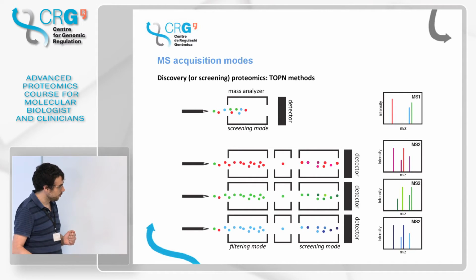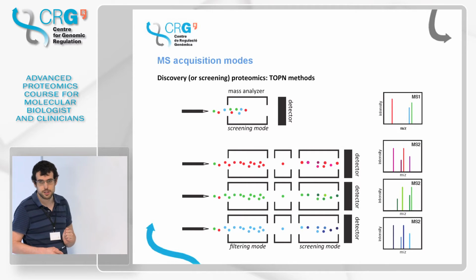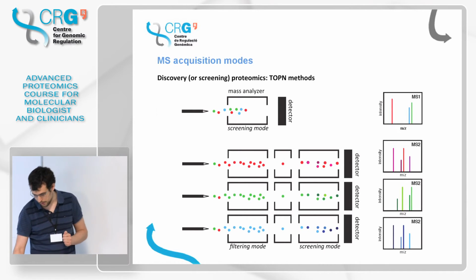And then I do exactly the same for the third molecule, the blue one, and I also get my MS2 spectra. So in this type of acquisition, I'm using only one mass analyzer first in screening mode to know what's coming out from the column, and then I combine both mass analyzers, one in filtering mode and the other in screening mode, to know exactly the sequence of each of these 3 peptides.